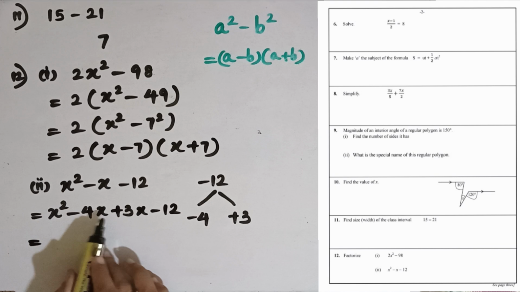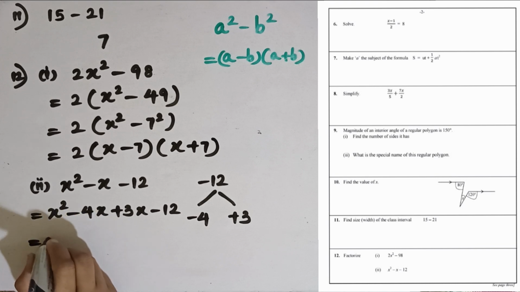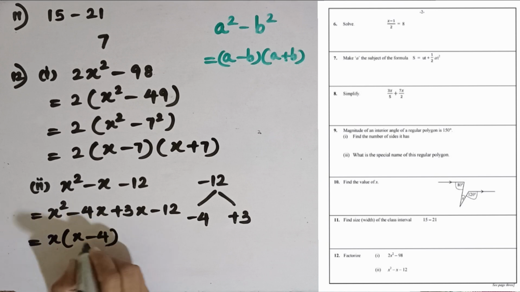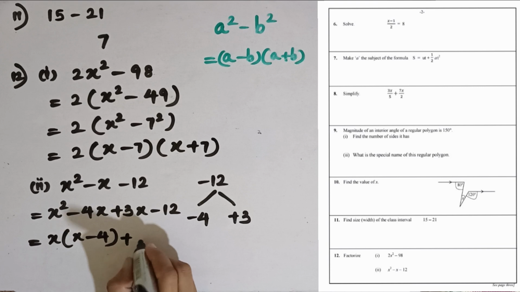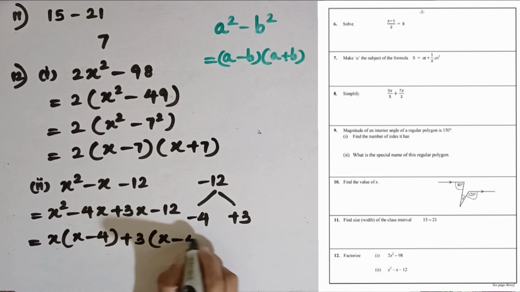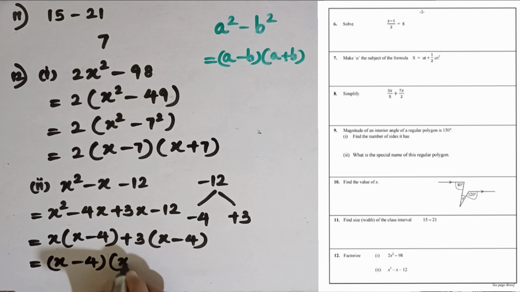By taking two terms, we can take common factors out. x can be taken out, then x minus 4 comes inside the bracket. Then if you take these two terms, plus 3 can be taken out, then x minus 4. So x minus 4 is common here. x minus 4 times, then x is here, it comes plus 3. So this is the final answer.